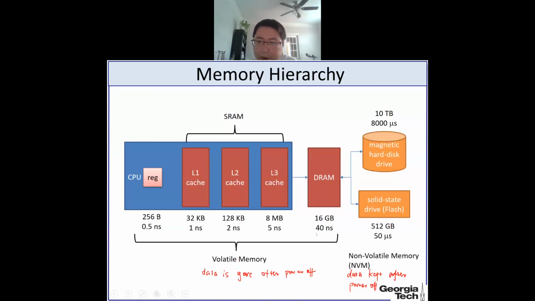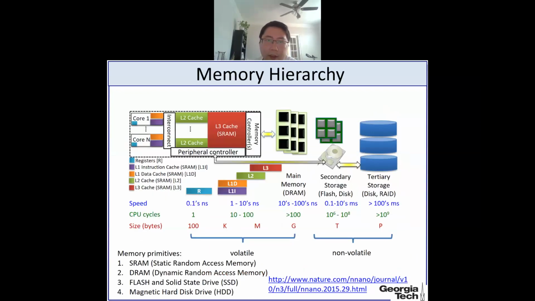So any questions on this slide? If you have a question, you can use the chat function here, or you can unmute and ask the question. All good? So we can take a closer look at this memory hierarchy.